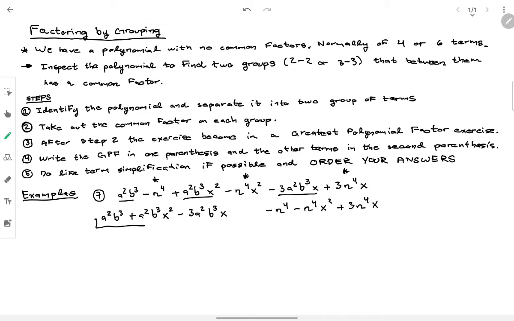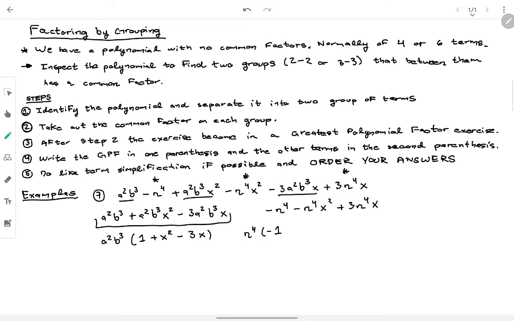So for the first group, I can take out a squared b cubed. To become a squared b cubed, it's only multiplied by 1. To become a squared b cubed x squared, multiplied by x squared. To become minus 3a squared b cubed x, multiplied by minus 3x. On the second parenthesis, we will take out an n to the 4. So it's going to be minus 1.